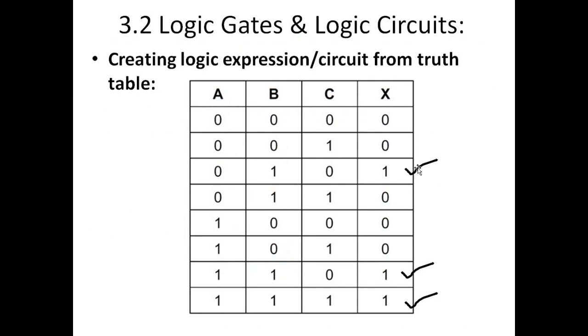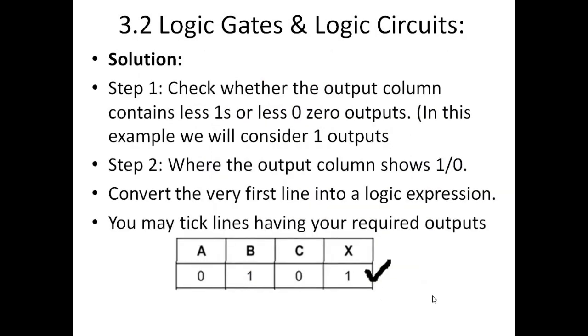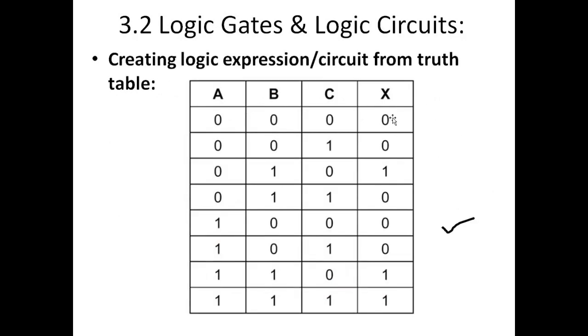The last thing we have is how to create a logic expression or a logic circuit from a truth table. You'll be given a truth table like this. The first step is always to check whether the output column contains fewer ones or fewer zeros. Over here there are 1 2 3 4 5 zeros and 3 ones. So that means the number of ones are fewer, so we are going to put ticks like this on the number of 1 outputs.